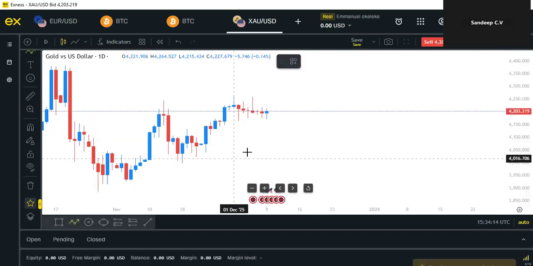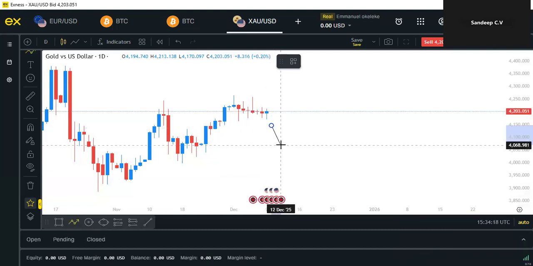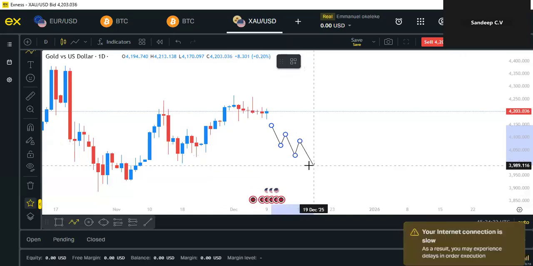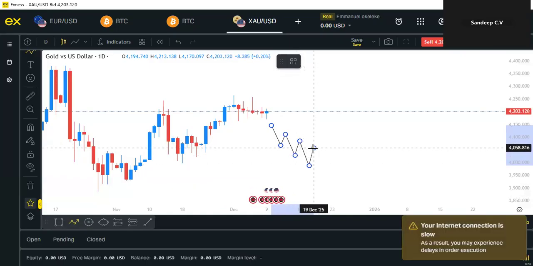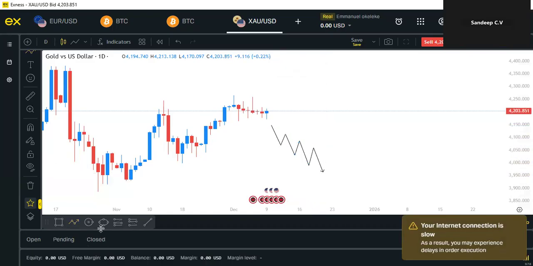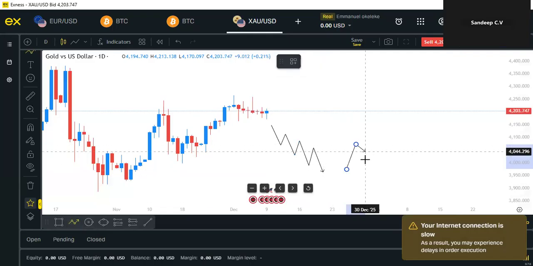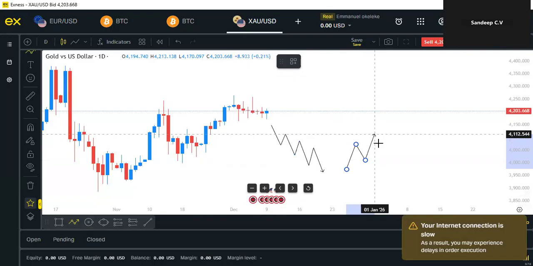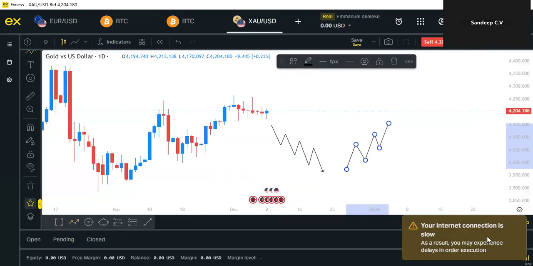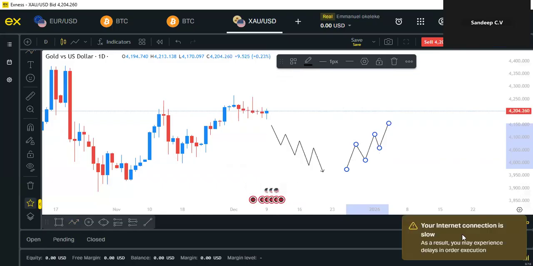When we talk about the bearish market structure, we are talking about the downtrend, and I'm going to show you today how we can spot the downtrend. So this is how the downtrend looks. And then for the uptrend, we have something like this. So this is how the market structure looks.